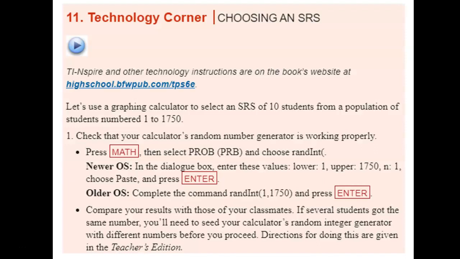So here we have the technology corner, and notice this little arrow here. That means in your online textbook, there's a video going over everything. So if you ever get lost on this part, you can go visit that. And I'm sure there's 4,000 different videos on YouTube of how to do this as well.